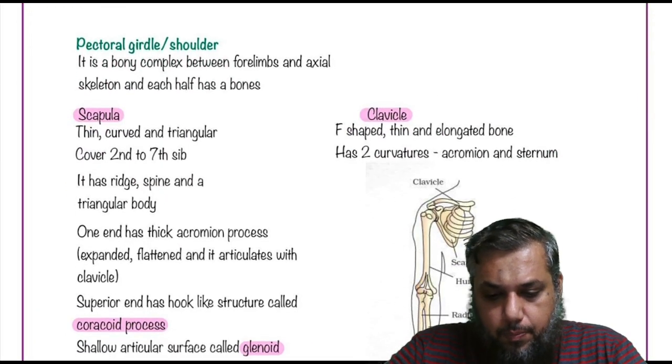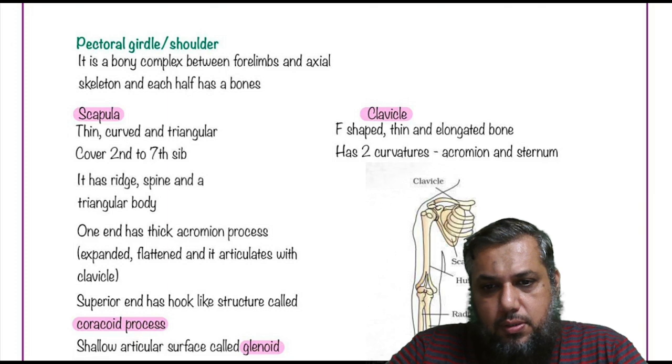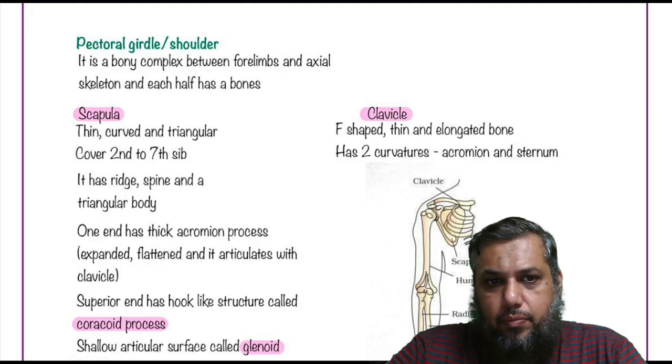So that was about the axial skeleton. With regard to the appendicular skeleton, it consists of the girdles and the limbs. The girdles are the pectoral girdle and the pelvic girdle. Remember, the girdle connects the limbs to the axial skeleton. The pectoral girdle, that is the shoulder part, connects the forelimbs to the axial skeleton. And the pelvic girdle connects the hind limb to the axial skeleton.